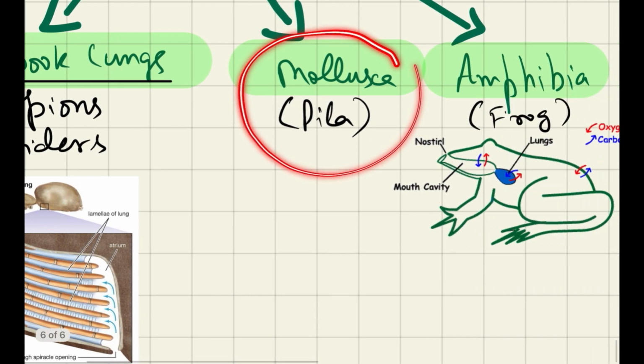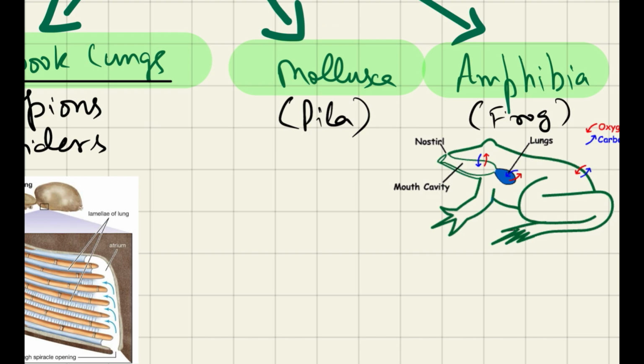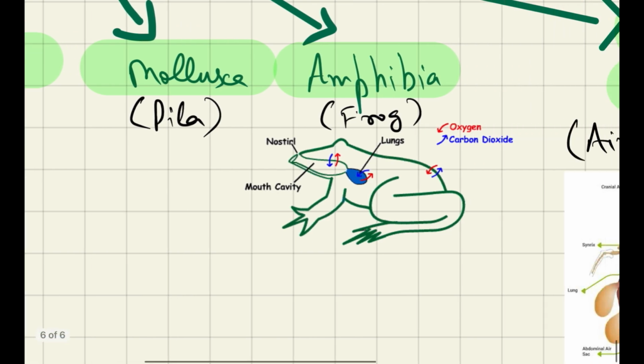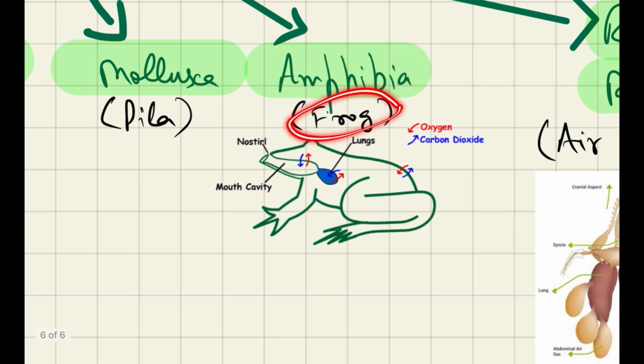Then in mollusca, for example in pila, there is this pulmonary respiration. In amphibia, in the frog itself, there are lungs. And one important thing about the amphibians is that there are three types of respiration. First is, as we saw earlier, through the moist skin, cutaneous. It happens mostly when the frog is in hibernation. Then the second is lungs. Third is buccopharyngeal, meaning from the lining of the mouth cavity.